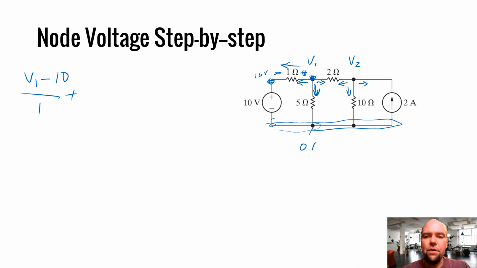So again, the current flowing down this way is going to be the potential on this side minus the potential on this side, divided by 5. The voltage on this side is V1. The voltage on the other side is just 0. And then lastly, we have this current to the right. That's going to be the voltage on this side, which is V1, minus the voltage on this side, which is V2.